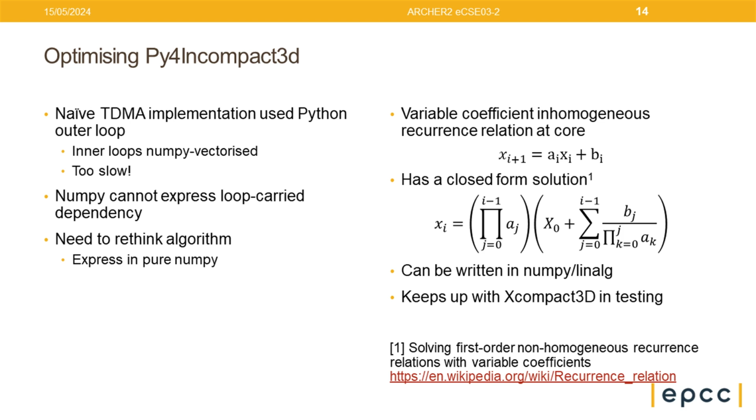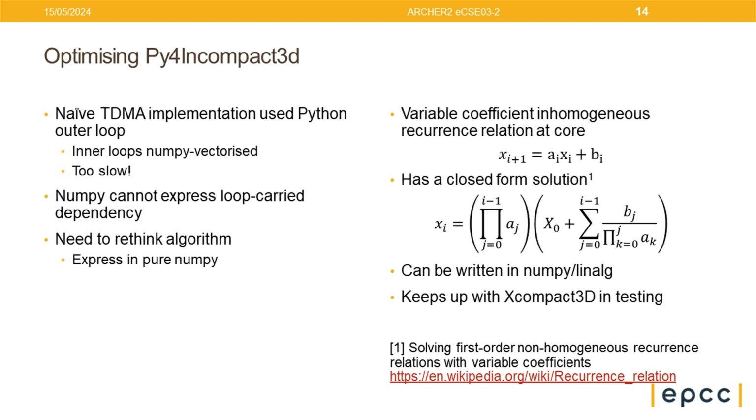NumPy, however, can't express this loop-carried dependency, so an alternative approach was required to rewrite this in pure NumPy to get the speed that we need. If you're familiar with tridiagonal solvers, essentially they can be written as a recurrence relation as shown here, and luckily this has a closed-form solution, which there is a reference for, but it's all obscured by the text.